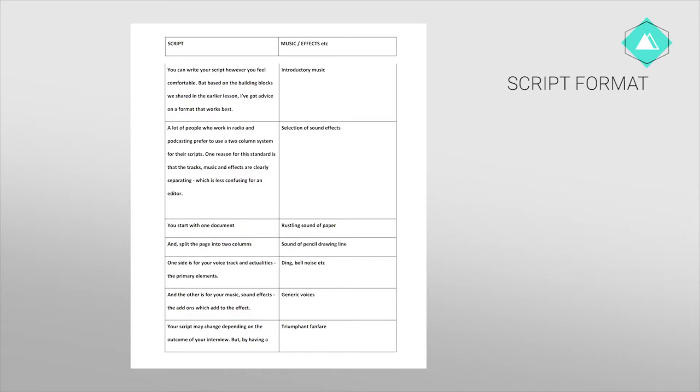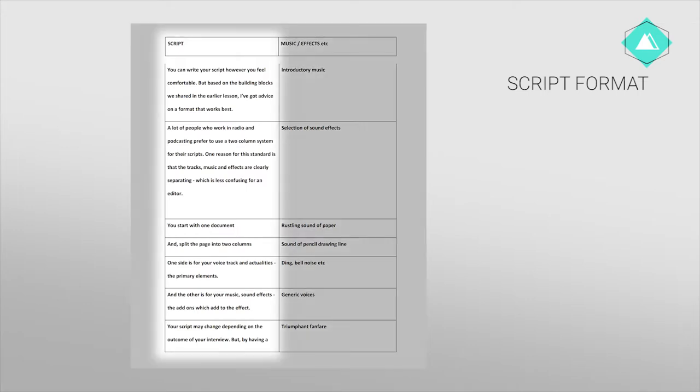You can write your script however you feel comfortable, but based on the building blocks we've shared in the earlier lesson, I've got advice on a format that works best. A lot of people who work in radio and podcasting prefer to use a two-column system for their scripts. One reason for this standard is that the tracks, music, and effects are clearly separated, which is less confusing for an editor. You start with one document and split the page into two columns.